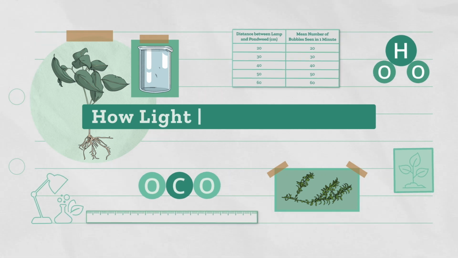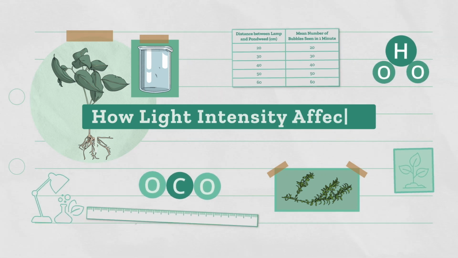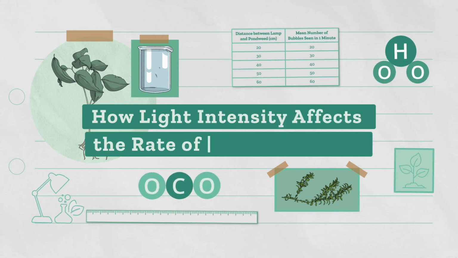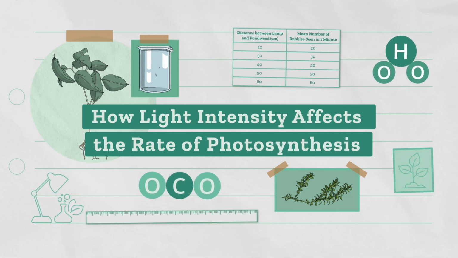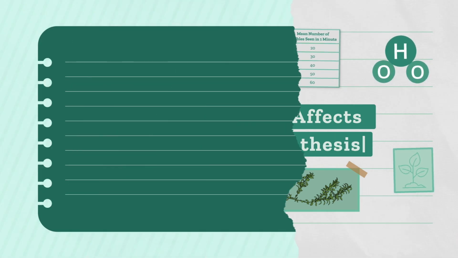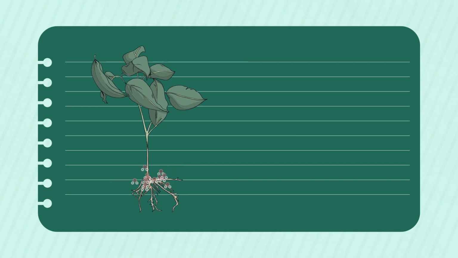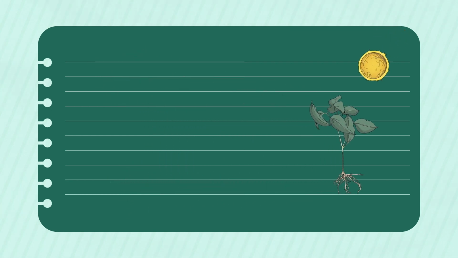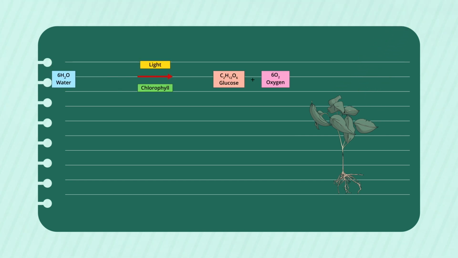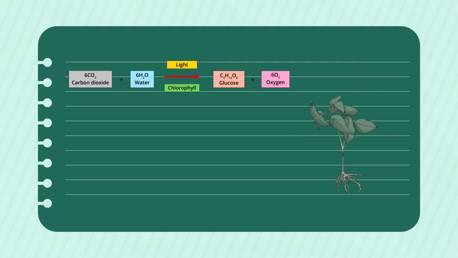In today's video we will see how light intensity affects the rate of photosynthesis. Plants are known as producers because they use things from their environment to make organic compounds. Plants take in carbon dioxide from the air through stomata in their leaves. The roots of a plant absorb water from the soil. The pigment chlorophyll within chloroplasts absorbs sunlight. Plants use these things to produce glucose and oxygen.